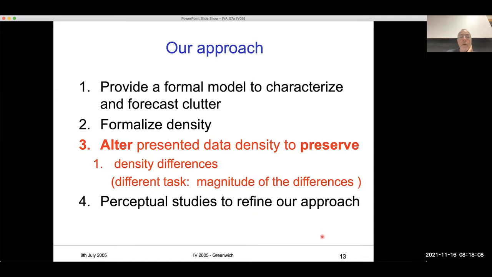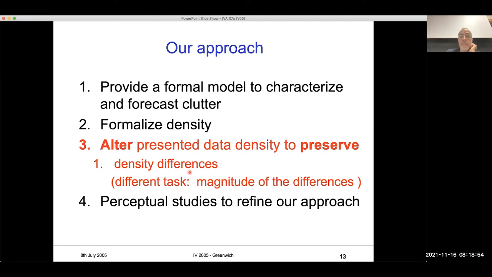What did we do to mitigate this problem? We have a model for forecasting clutter. We discussed that last week. We formalized density as we discussed it right now. And after that, we think about the task. In this lecture, the focus is on density differences. The task is to present the user with the highest number of differences. In this way, you are hiding the intensity of the difference. A different task might be to preserve the magnitude of differences. Here, we are just thinking about showing the user as many differences as possible.